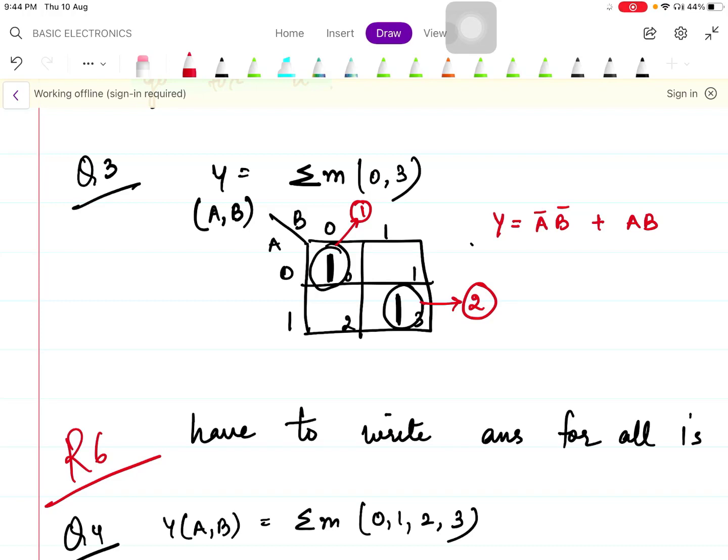So from this particular question, the rule which we learn is that we have to write the answers for all ones. Sometimes the students understand K-maps in a way that they only write the answers for the ones which are grouped into bigger groups. No. If any one is left single, as is the case here, then we have to write the answers for those ones as well. So one has to be given full importance and all the answers for them have to be written.